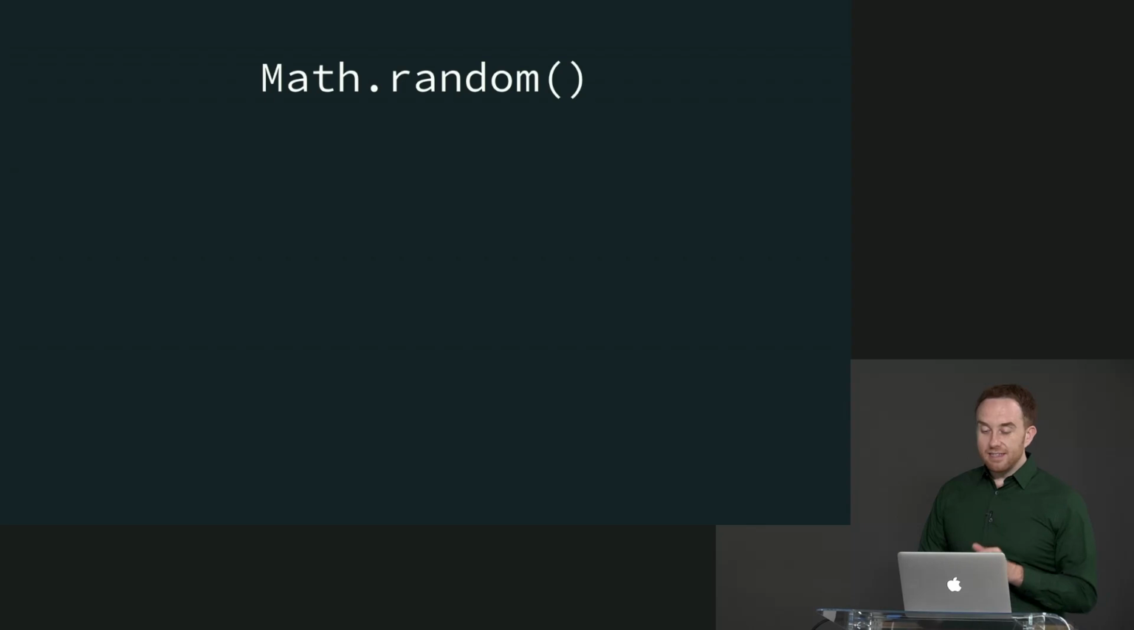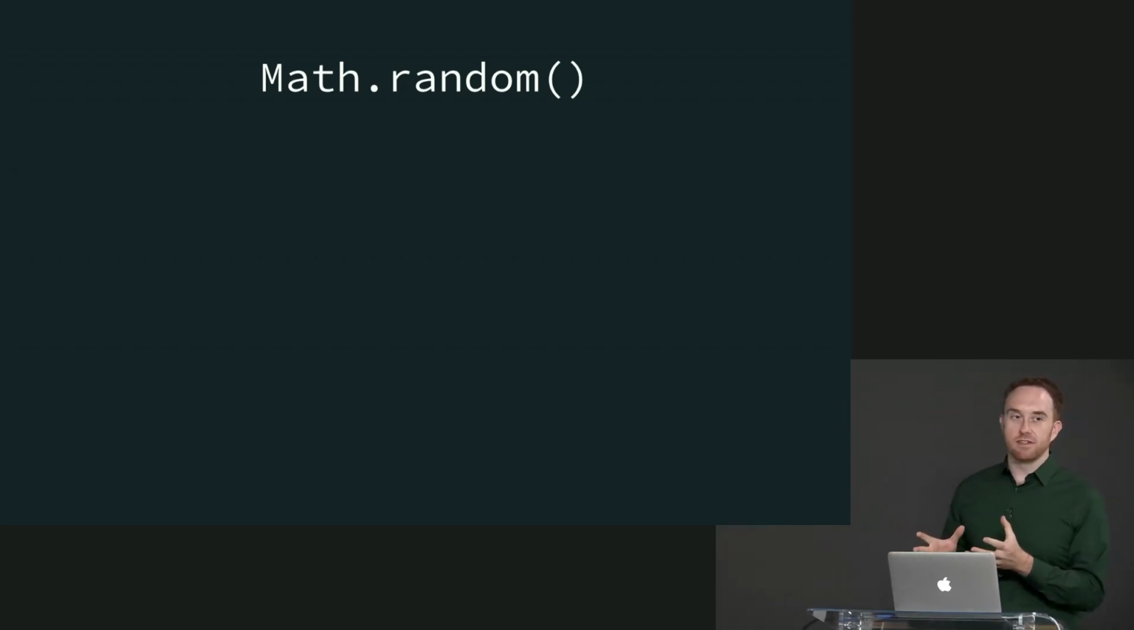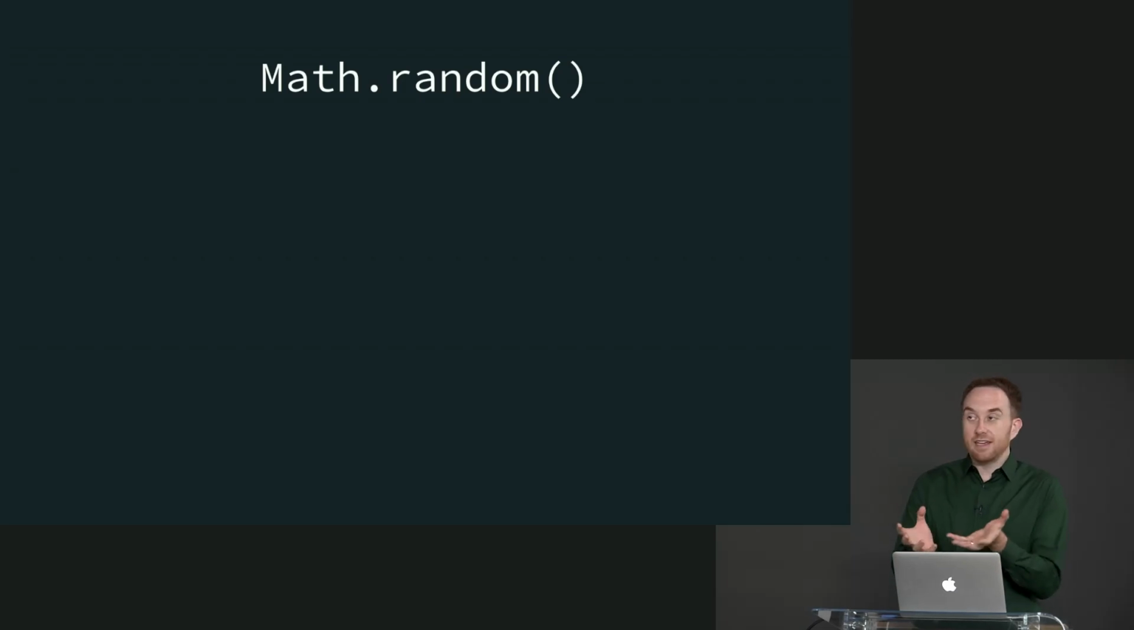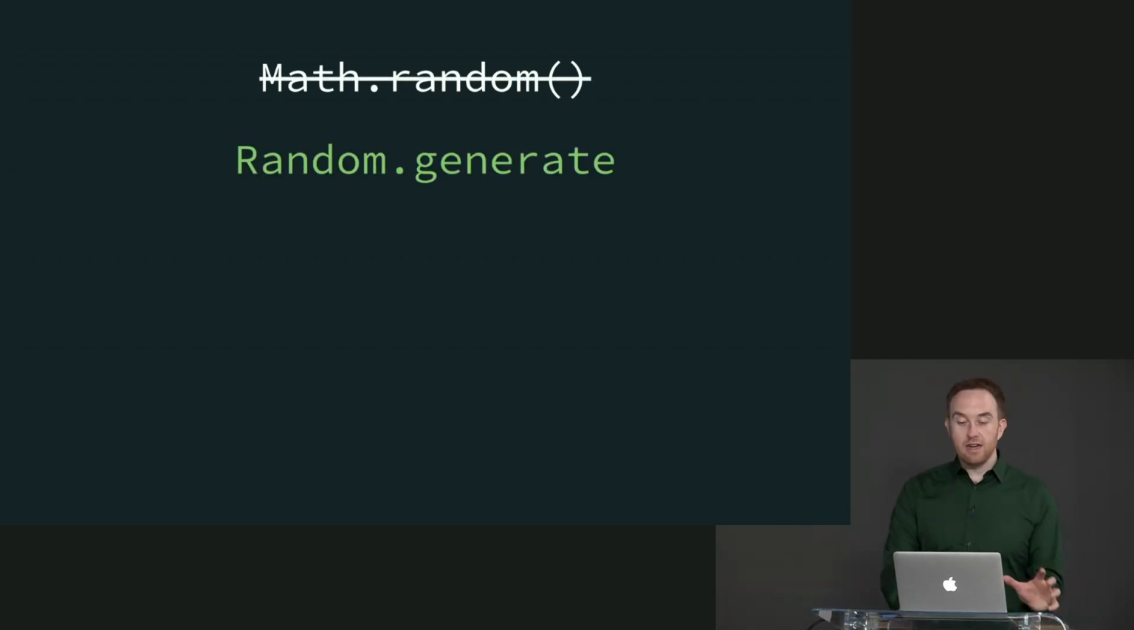However, because Elm has this guarantee, this cannot possibly be the API for Elm's randomness. This just wouldn't work because it doesn't fit with Elm's guarantee. So instead we have something called random.generate, which works a little bit differently.